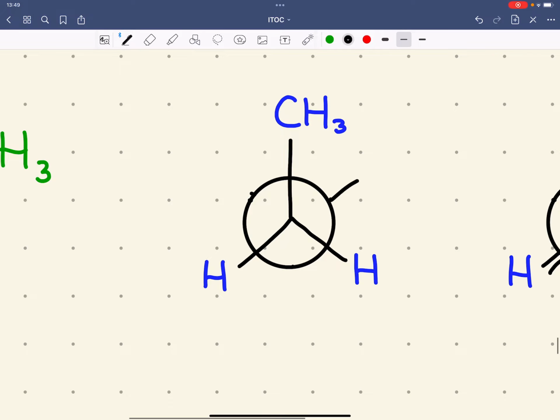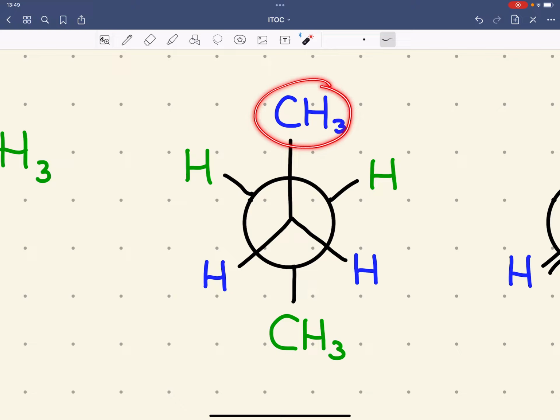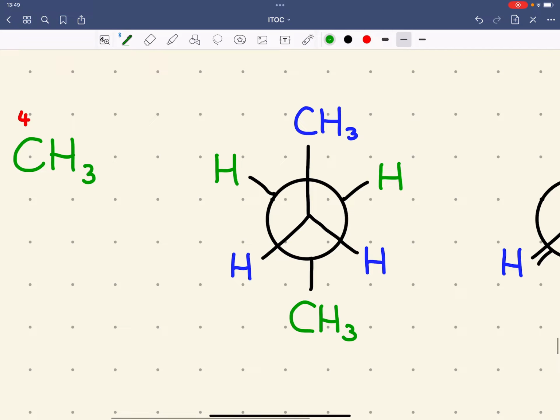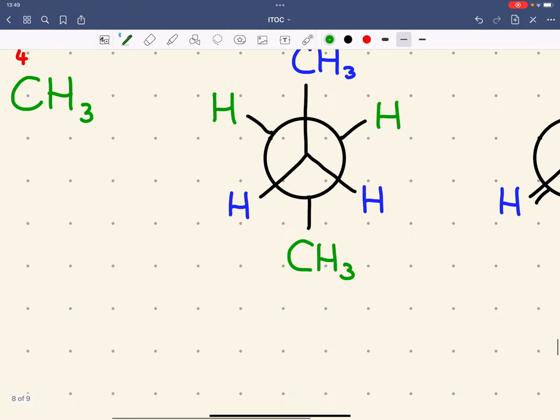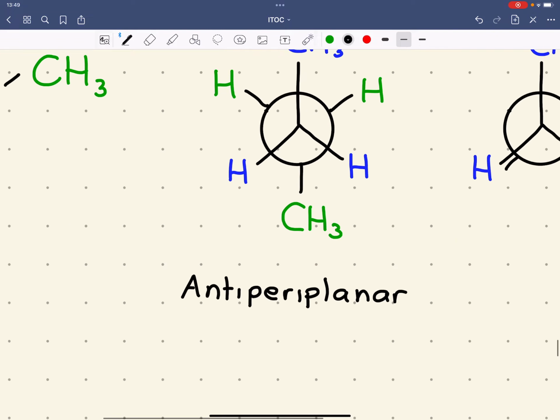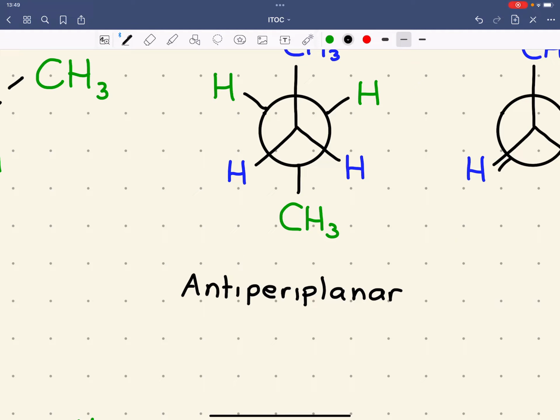So let's have a look at the first possible conformation. This is where we've got a staggered conformation where the CH3 groups here are as far apart as possible. And we call this then an anti-periplanar conformation. So this conformation is called anti-periplanar.